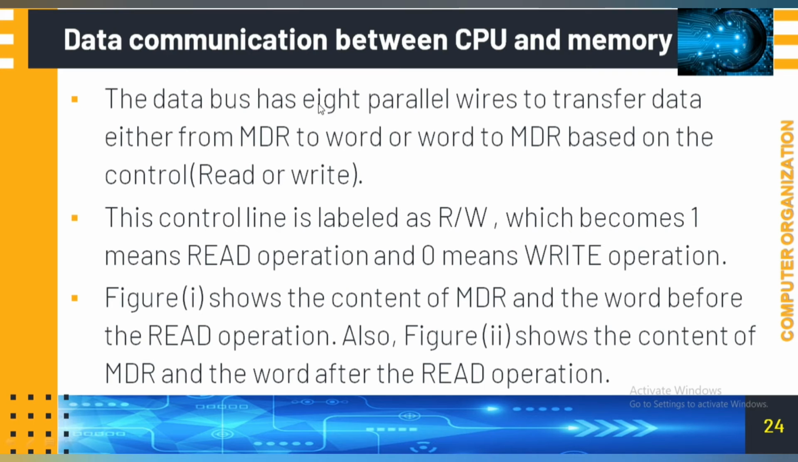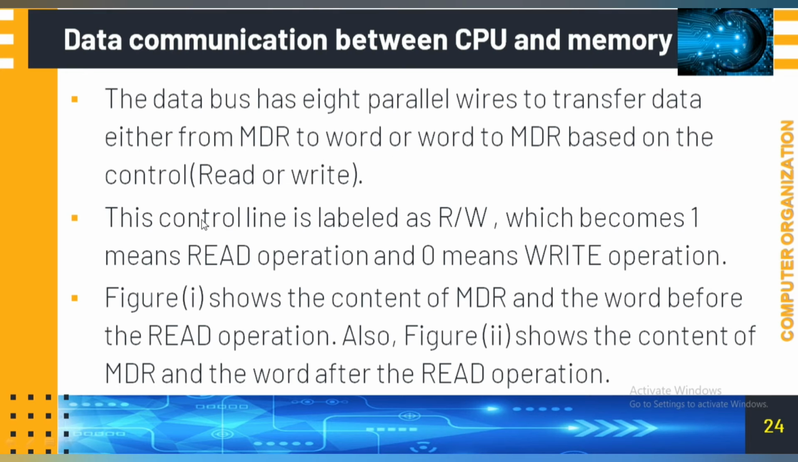Okay, the data bus has 8 parallel wires to transfer data either from MDR to word or word to MDR, based on the control. So the data bus is used. Now you can see the example of an 8-bit microprocessor. Okay, so microprocessor 8085, how can it perform the read and write operation? Now you can see here the data bus has 8-bit parallel wires to transfer the data from MDR to word or word to MDR, that is read and write operations.